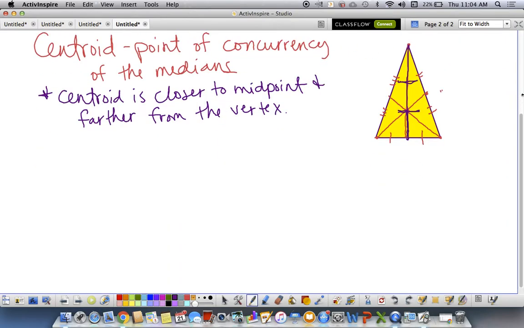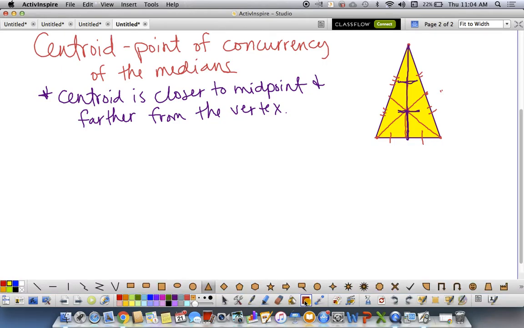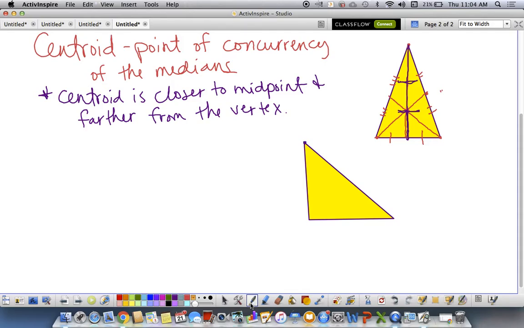I am going to draw some other types of triangles. Kitten has brought up some different triangles. We're going to see, is it going to be any different? What if I have a right triangle? What if I have a right triangle? Vertex to the midpoint of the opposite side.